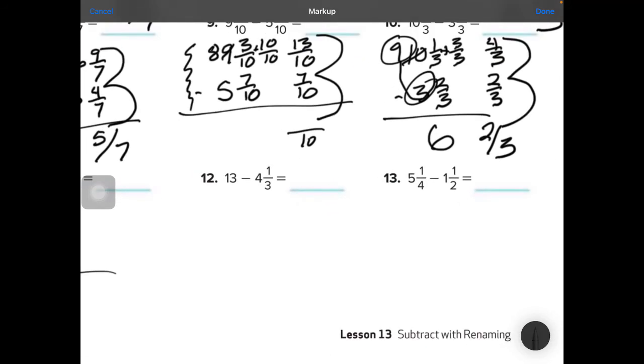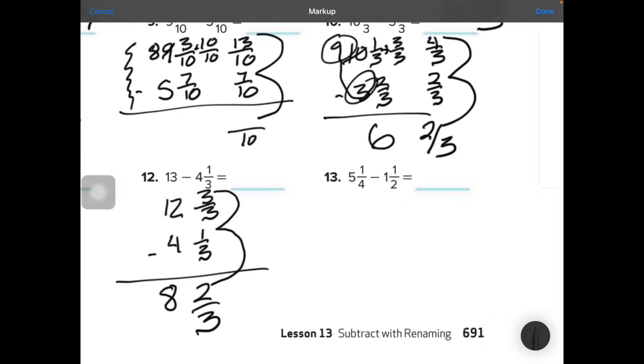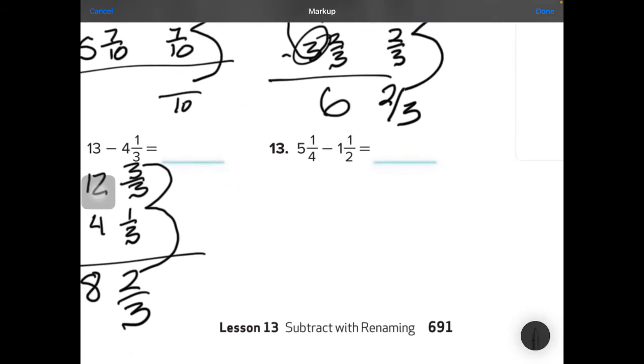All right, 13 minus 4 1/3. Well, I can tell I'm going to have to rename it and call it 12 and 3/3, which means the same as 13, minus 4 and 1/3. Haha, they have the same denominator. I'm in business. 3 minus 1 is 2/3. Then we have 12 minus 4 is 8. So my answer is 8 and 2/3.